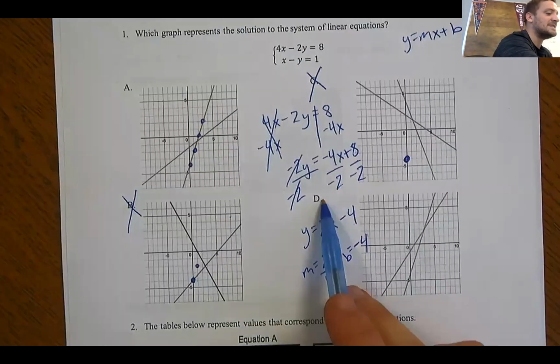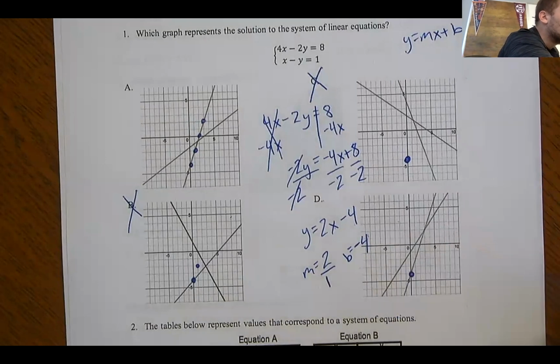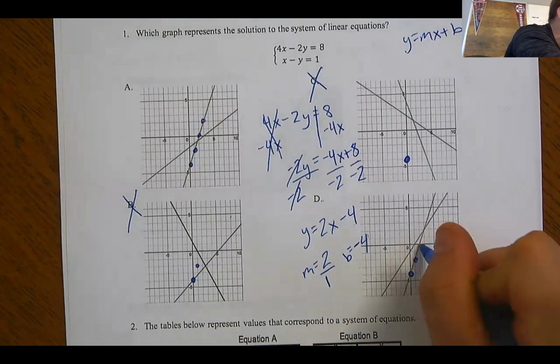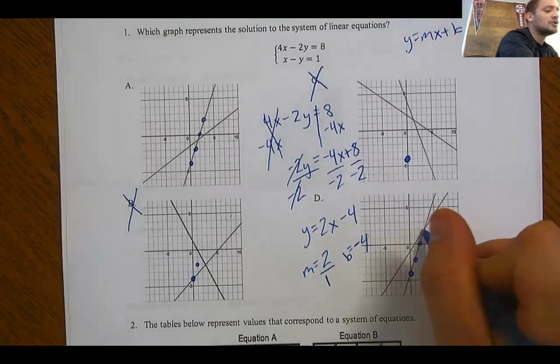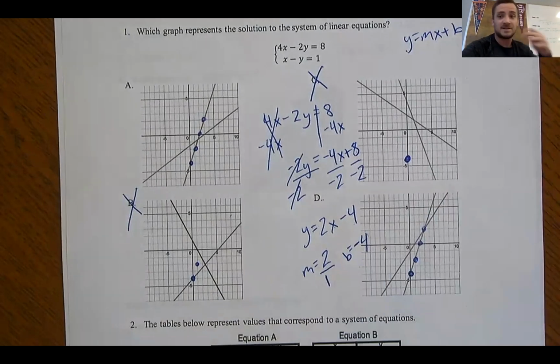What about answer choice D? Answer choice D, a y-intercept at -4 and a slope of up 2/1. Up 2/1. Okay, good. So answer choice A and D are the only two answers that are still viable. They're the only two that have that equation graphed.